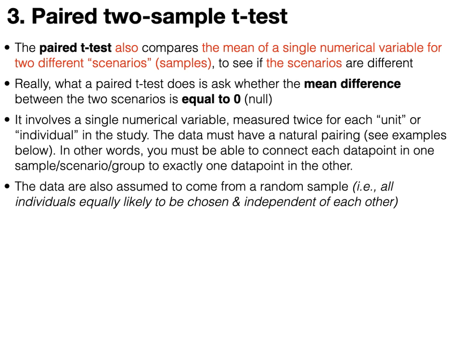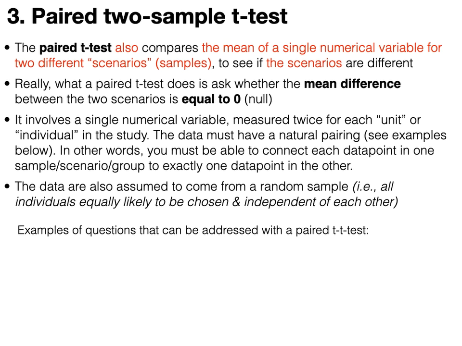Basically we have two non-independent measures. And what a paired t-test does is it asks whether the difference on average between those two measures is different from zero. As usual, the data are assumed to come from a random sample. So we'll look at some examples of this coming up. It might seem a bit abstract right now.